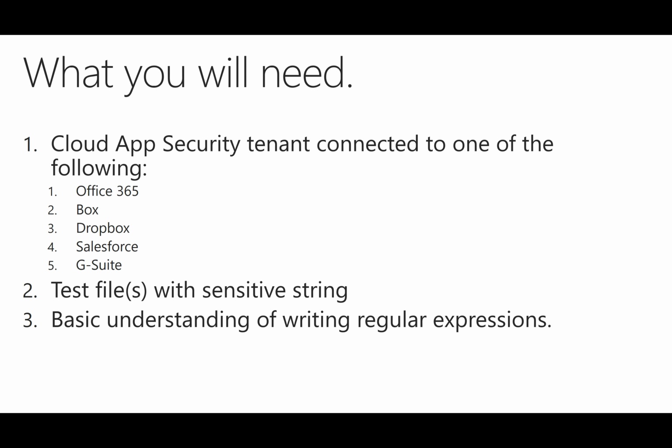To follow along with this video, you'll need a Cloud App Security tenant that has been connected via API mode to one of the following applications. For this video, I'm using Box, but you can just as easily use Office 365 or any other app we support for file scanning. Next, you should create a few files to test your rules against. And while you don't need to be a master at writing regular expressions, having at least an understanding of the basics will help you follow along. So let's hop over and look at the test files I'll be using in this video.